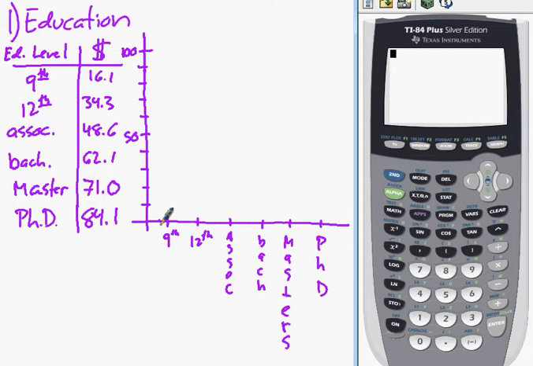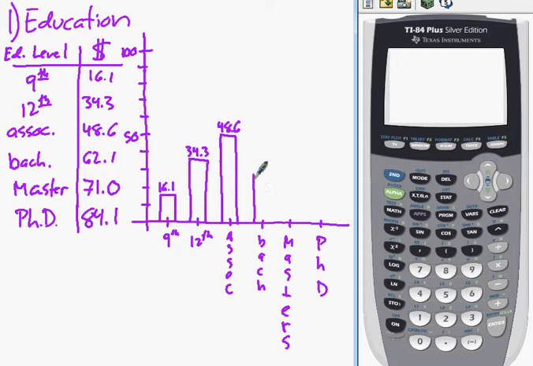I'm going to go up to 16, which is about there. I like to put the number on top. It makes it clear. And then the next bar is going to go up to 34.3. Associates goes up to 48, almost 50. 48.6. Bachelor's goes up to 62, which is up to about there.